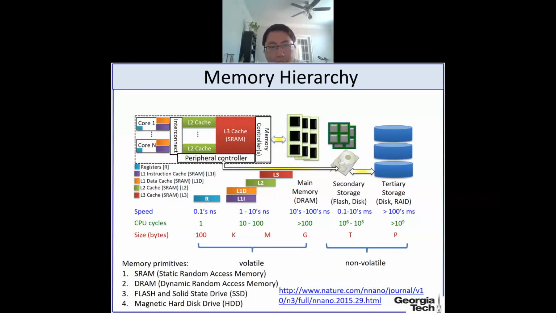And after you are done with all the computation, you need to save the data back to the DRAM and eventually to the flash for the long-time data storage. After you power off the chip, you still want your data there, your image there, so you need to save it to the flash, the SSD. So any questions?